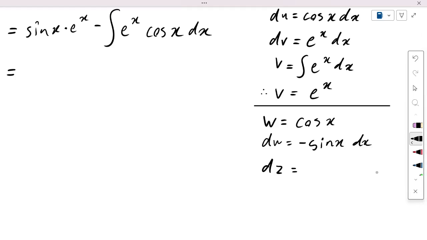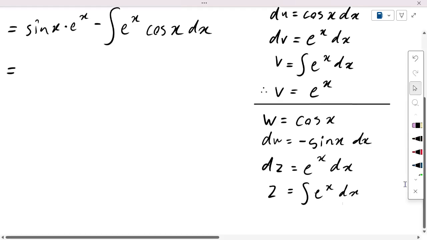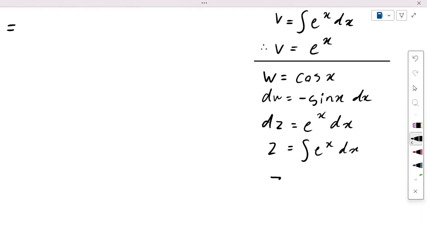Okay. dz, we're going to let it equal e to the power of x with respect to x, right? So it's going to be e to the power of x with respect to x. And then in order to find z, we find the integral of e to the power of x with respect to x. And therefore, z is going to be equal to e to the power of x, just e to the power of x for now. Okay. So now we found w, we found dw, dz, and z.